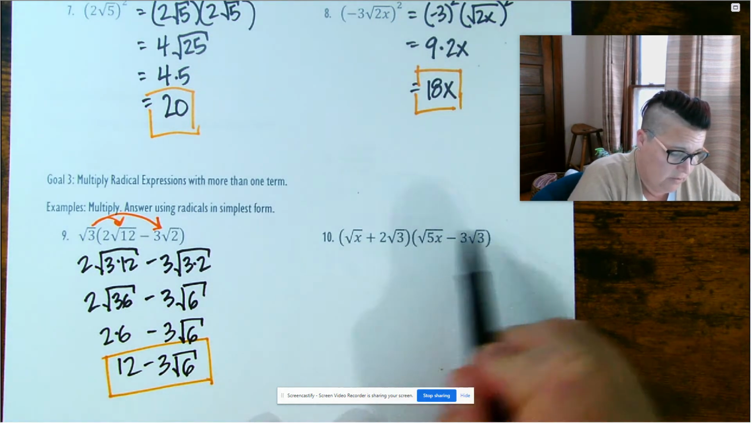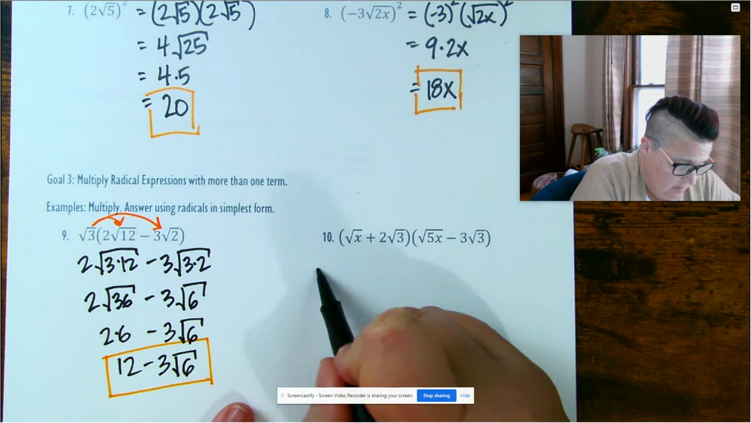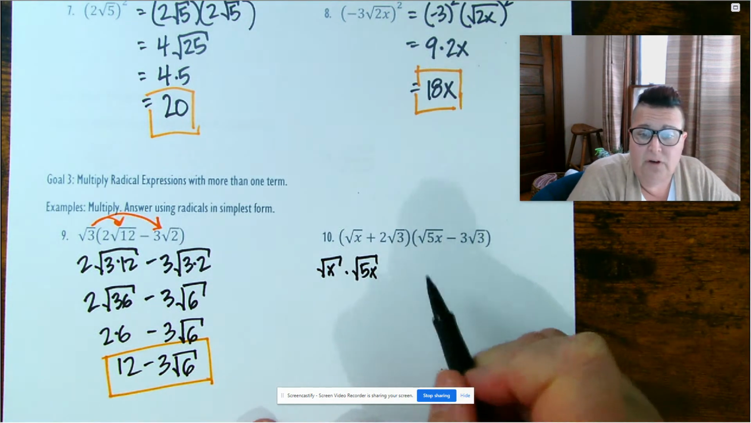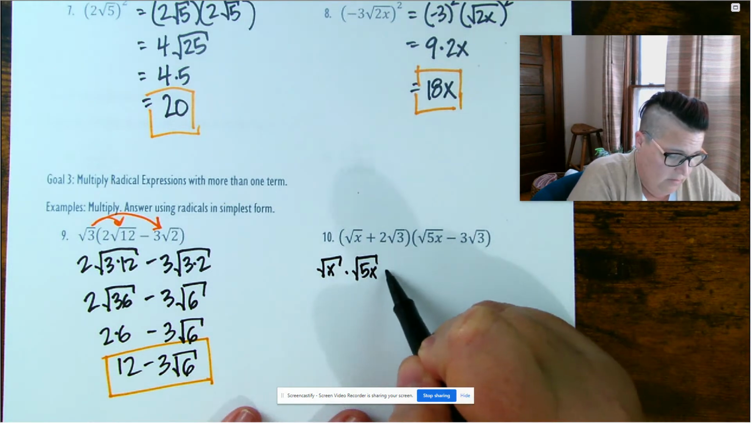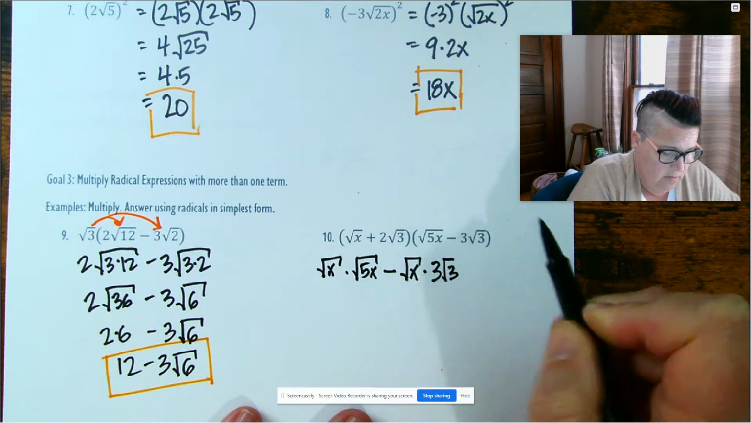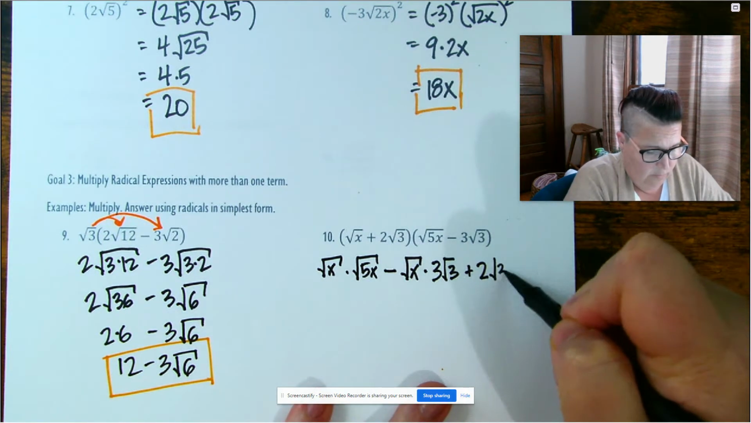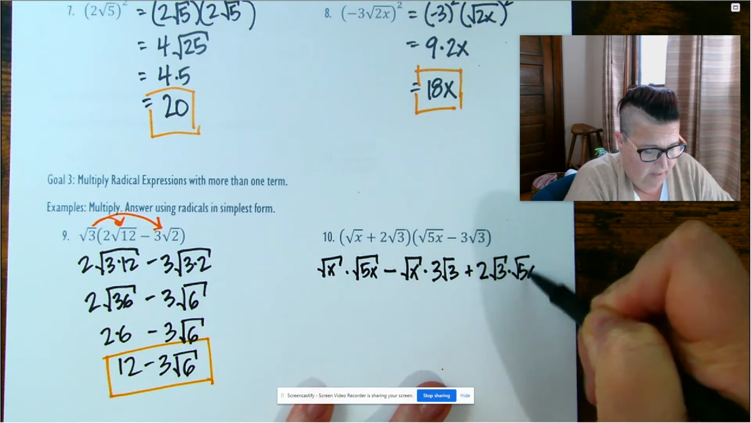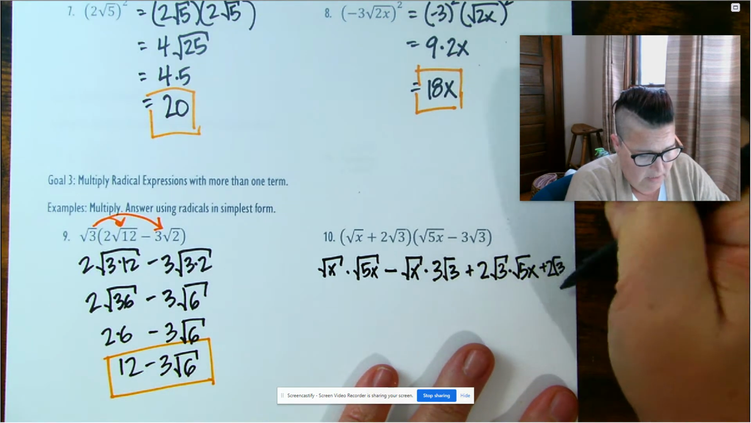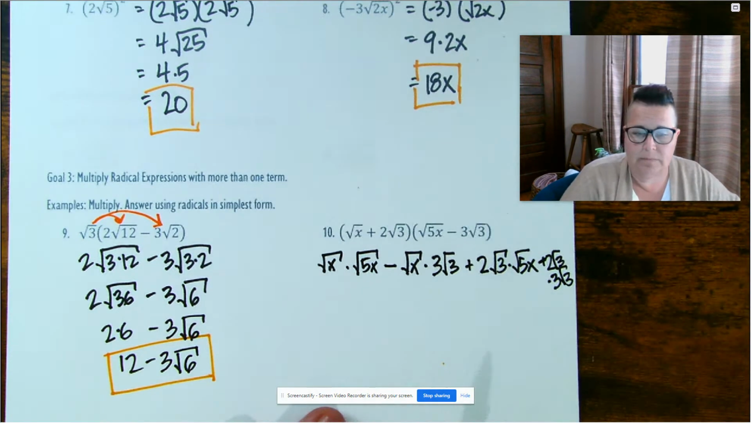We're going to do the first, which is going to be the square root of x times the square root of 5x. That's going to be the first. Now we're going to do the outside. So minus the square root of x times 3 square root of 3. Then we'll do the inside, plus 2 square root of 3 times square root of 5x. And then we've got the last, that's going to be plus 2 square roots of 3 times minus 3 square roots of 3. I hate when I run out of room.